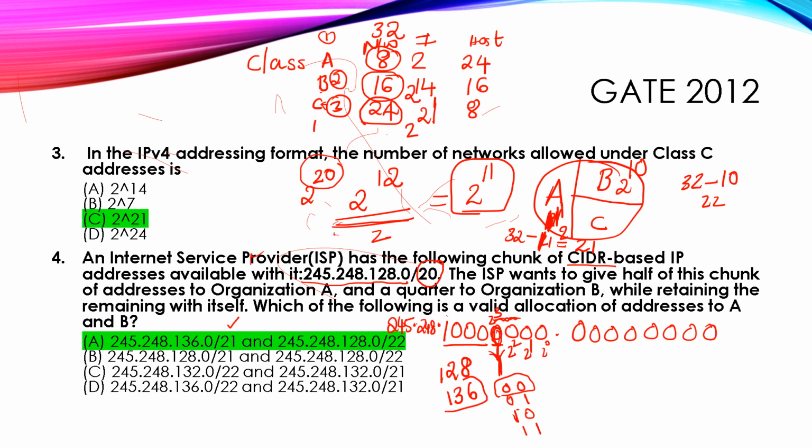So this address will be chosen for class A, and when we set these two bits as 0, it is 128 itself. So option A will be the right answer.